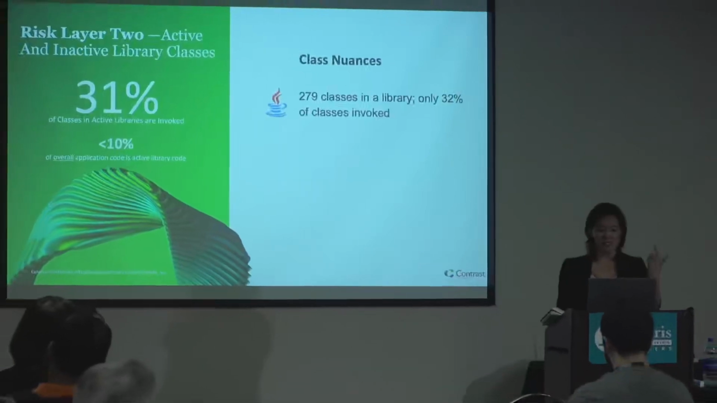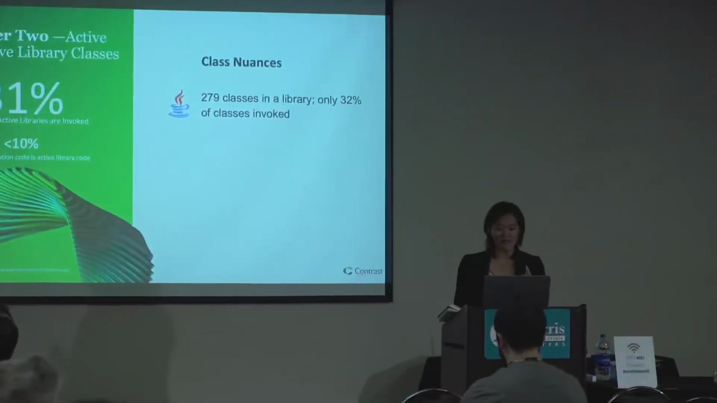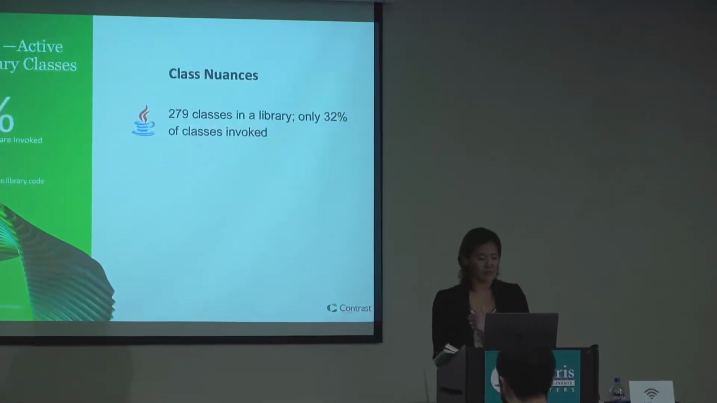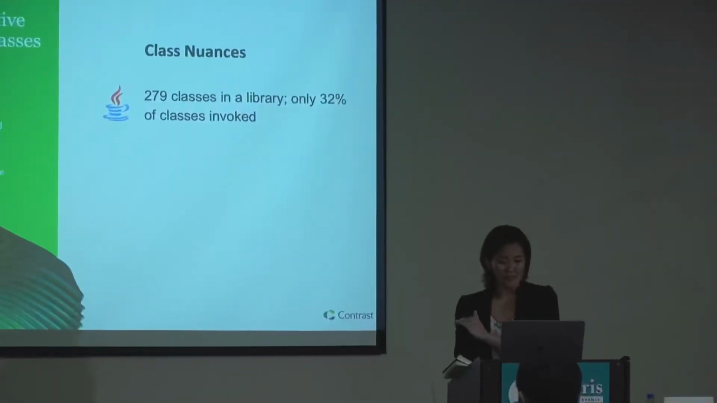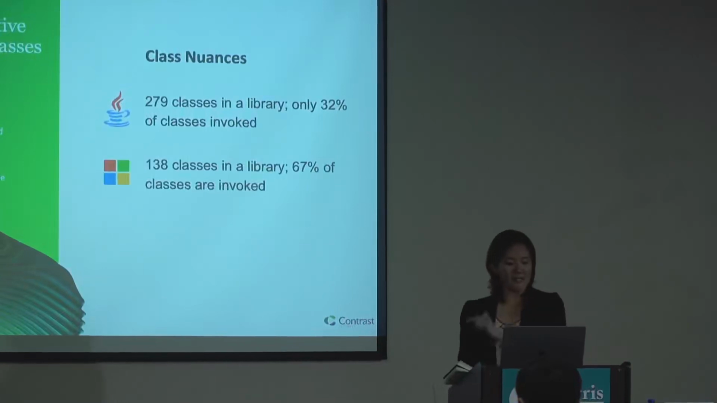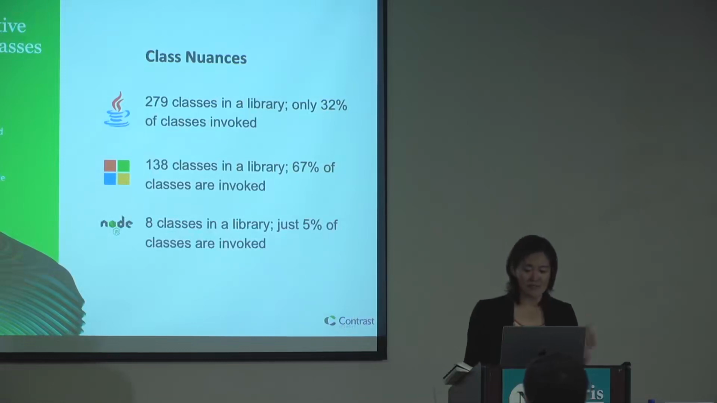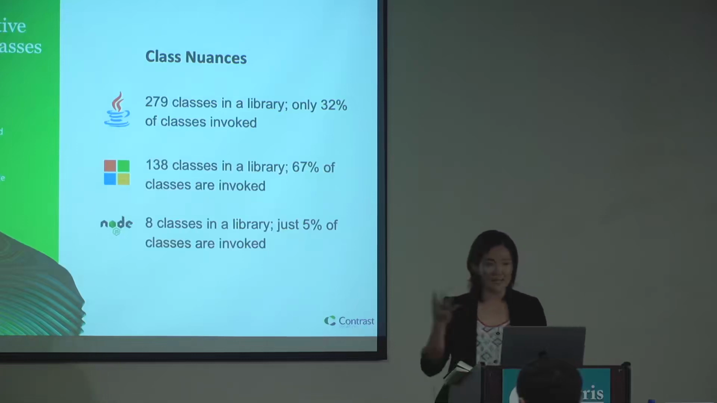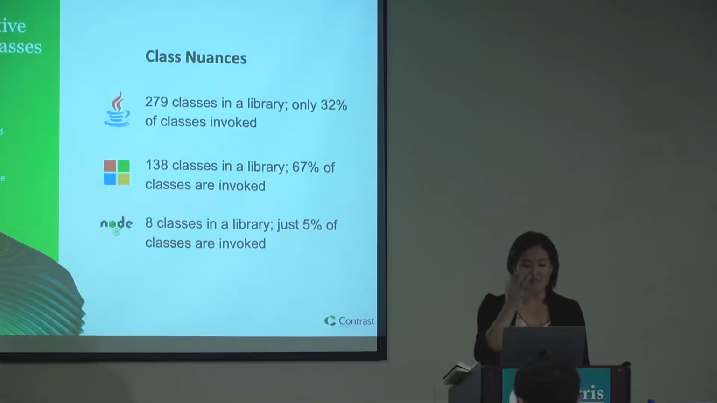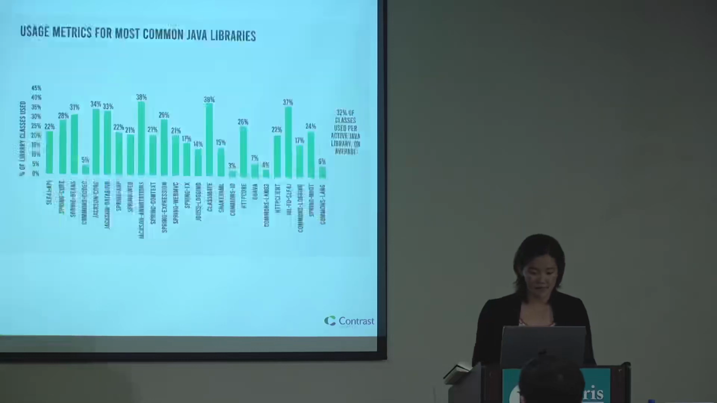Some nuances here: for the average Java app, there are 279 classes in a library, but only 32% of those are invoked. This is your average library for the average Java application. In .NET, 138 classes on average in your average library, and only 67% of those classes are invoked. And in Node, since everything's bundled in smaller packages, 8 classes in a library, and only 5% of those classes are invoked. So you really want to think about the data here, because if you are focusing on the wrong things, we're going to have a really hard time protecting our applications, as security people. I won't say developers, us.